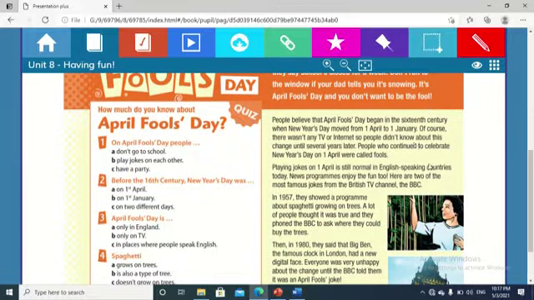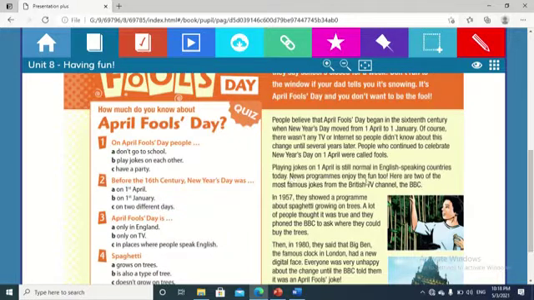People believe that April Fool's Day began in the 16th century, when New Year's Day moved from the 1st of April to the 1st of January. Of course, there wasn't any TV or internet, so people didn't know about this change until several years later. People who continued to celebrate New Year's Day on the 1st of April were called fools. Playing jokes on the 1st of April is still normal in English-speaking countries today.